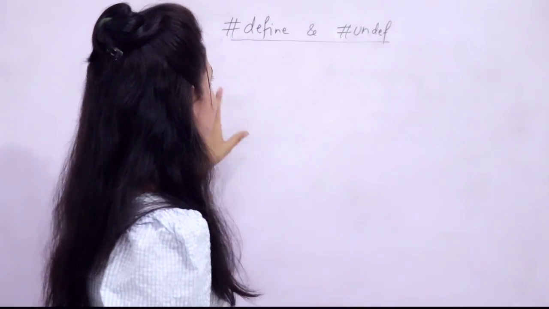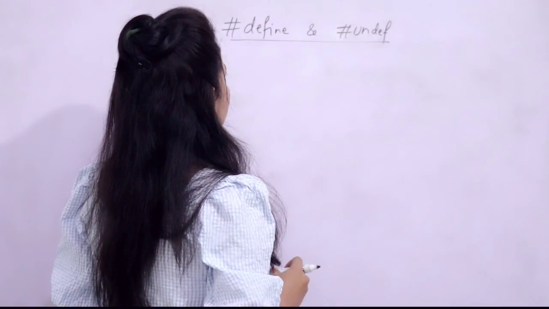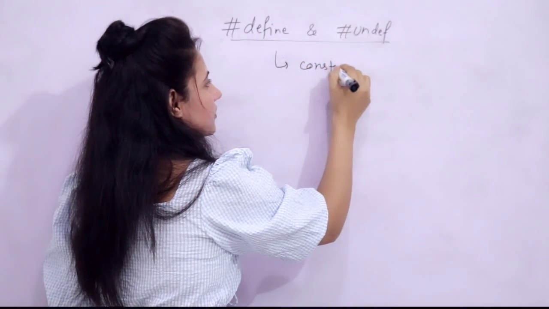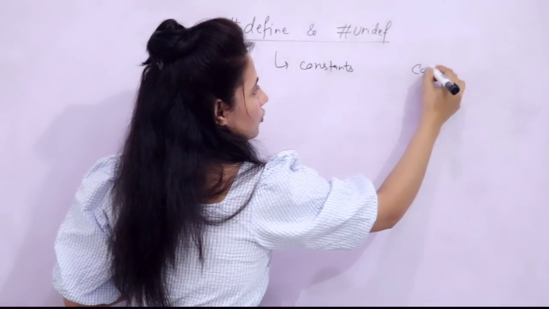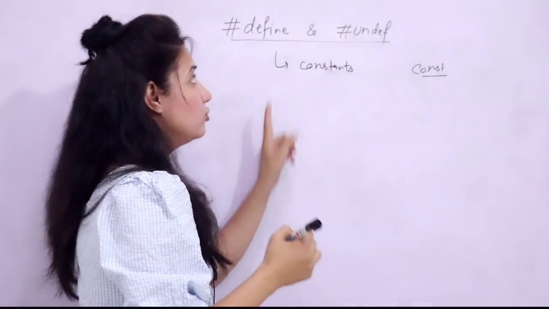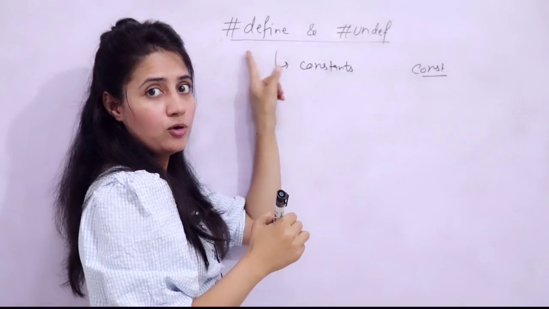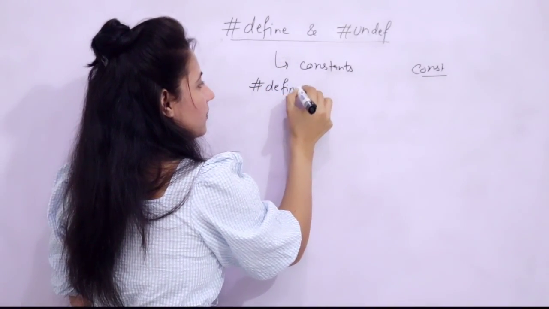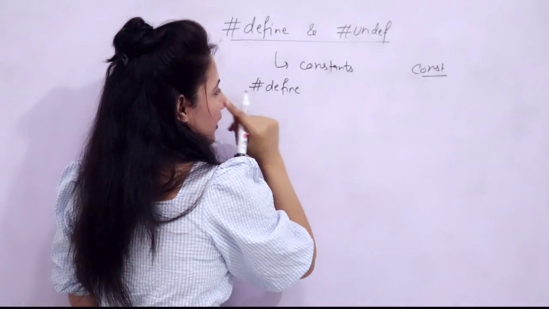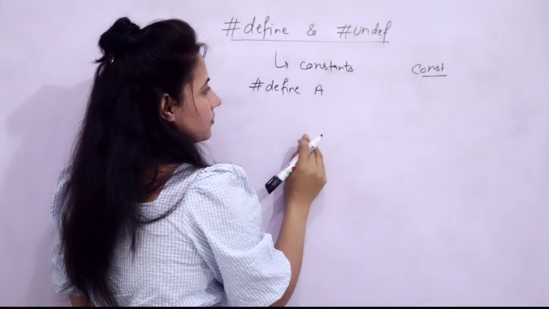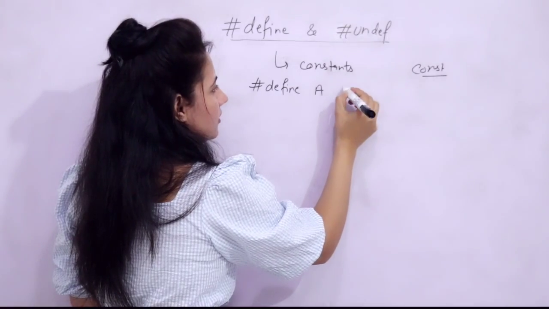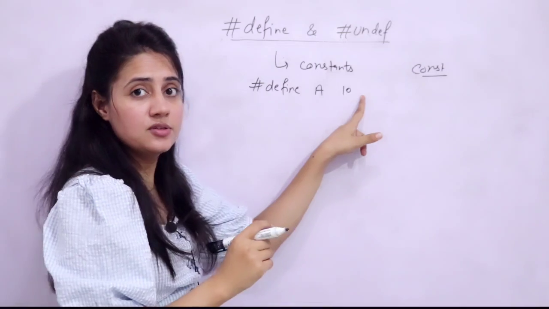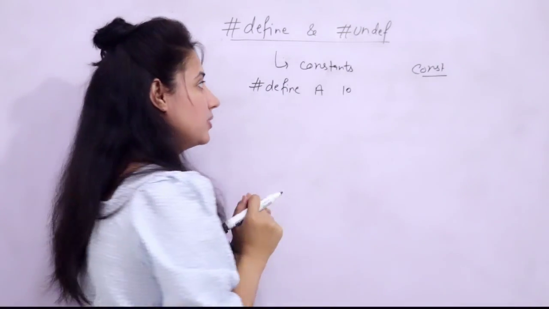Now let's see what #define and #undef are. In one of my previous videos, I told you that #define is used to define constants. Using the const keyword we can define a constant, and using this #define command we can also define a constant. For example, you can write #define a 10. Please don't put any semicolon after this #define line. This is a general mistake students make. You have to remember this.